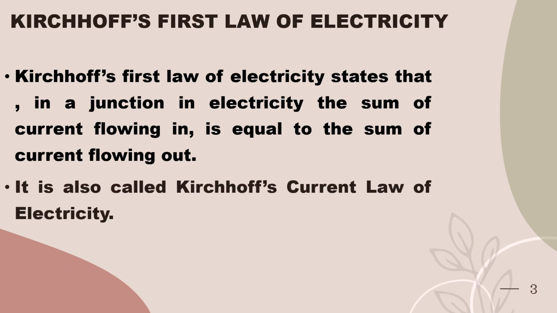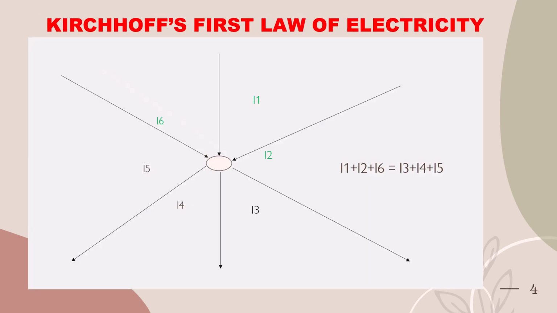Kirchhoff's first law of electricity. Kirchhoff's first law of electricity states that in a junction in electricity, the sum of current flowing in is equal to the sum of current flowing out. It is also called Kirchhoff's current law of electricity. The figure shows that currents I1, I2 and I6 are incoming currents and I3, I4 and I5 are outgoing currents.